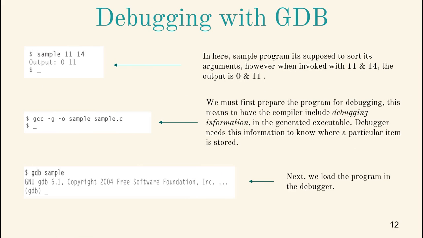Debugging with GDB. In here we have a sample program that's supposed to sort its arguments. However, when invoked with 11 and 14, the output is 0 and 11. We must first prepare the program for debugging. This means to have the compiler include debugging information in the generated executable. Debuggers need this information to know where a particular item is stored. Next, we load the program in the debugger, and then you're in the GDB command line.